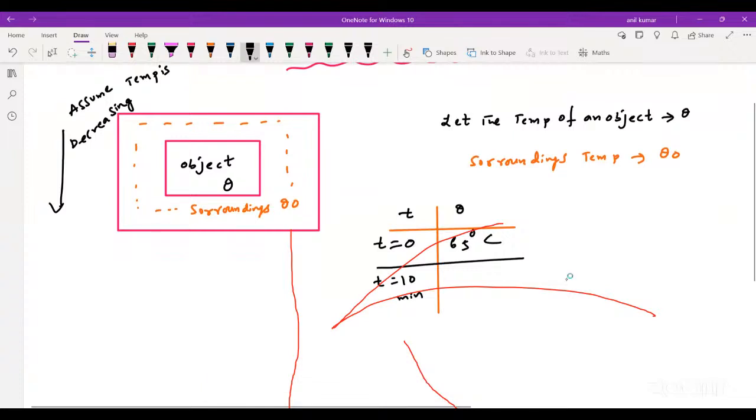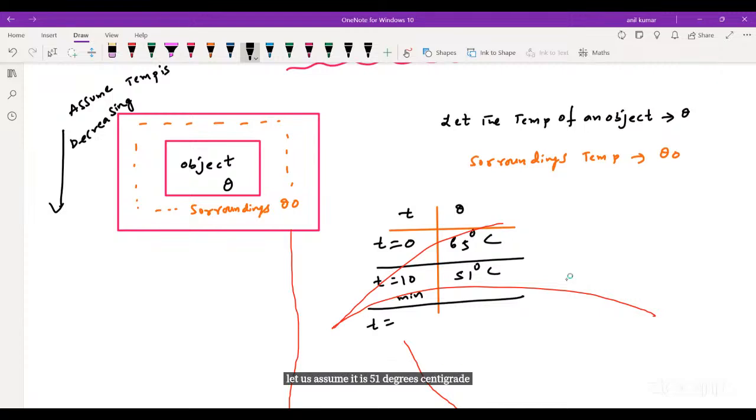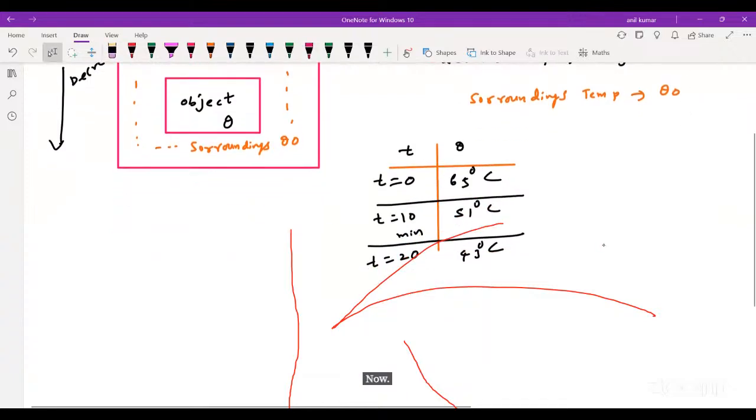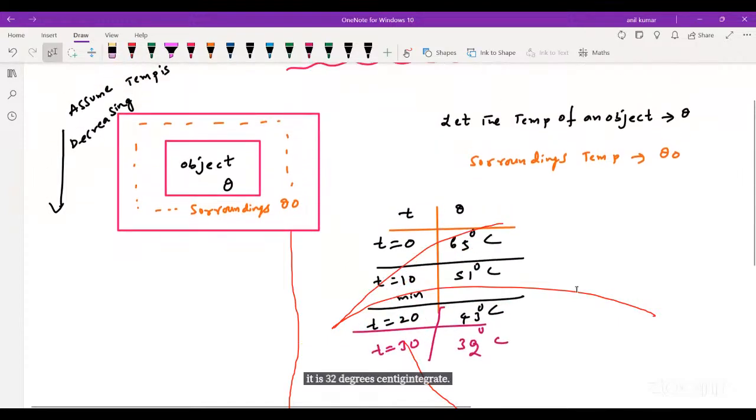So after the 10 minutes, I have taken one more reading. Let us assume it is 51 degrees centigrade. After 20 minutes, I have collected one more reading, maybe 43 degrees centigrade. Finally, after 30 minutes, I took the final reading. It is 32 degrees centigrade. Yes, I'm doing an experiment on a particular object.